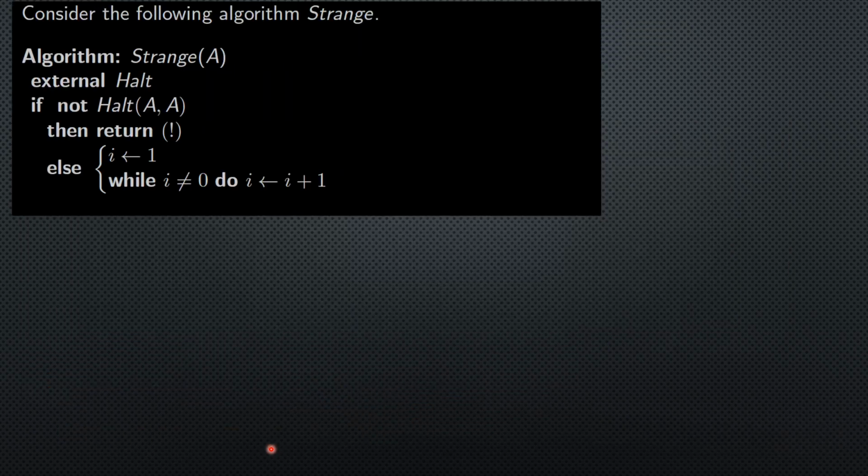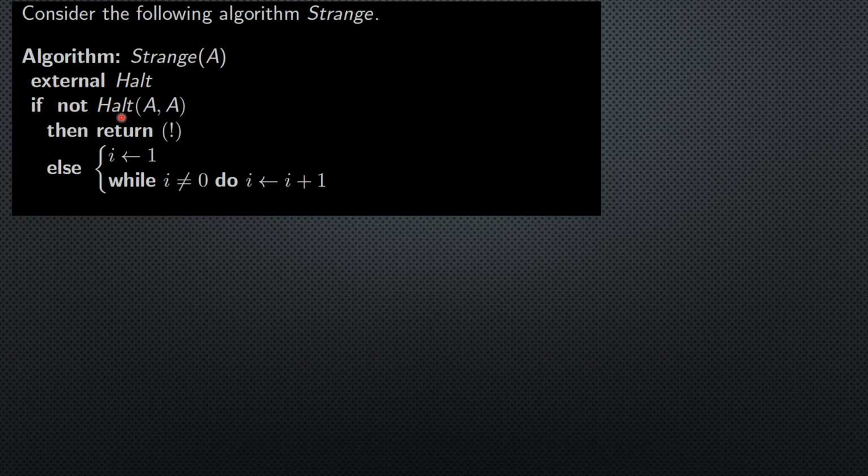Okay, here's a weird program called strange. This is a strange algorithm, and I'll explain it to you, but it's super strange. Well, what is this? Strange takes one argument, A, which is a program expressed as a string. The data type is string. And it has some external procedure that it assumes. It assumes the existence of a halt procedure, right? And we've assumed that halt exists, and it's correct, and it solves the halting problem.